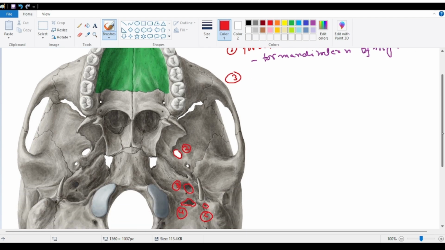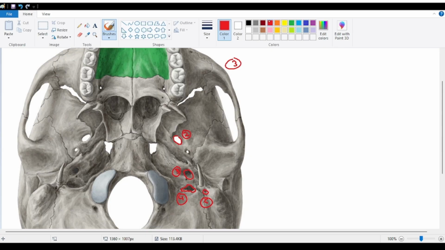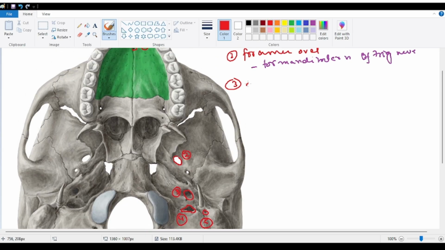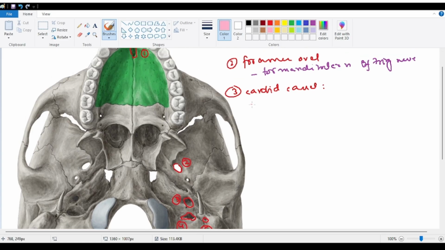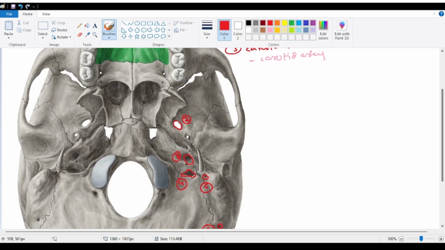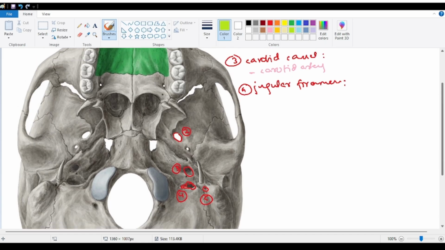Then third, I've labeled it as the carotid canal, and its content is very simple: the carotid artery. Then over here, this is the jugular foramen. The jugular foramen is a very important foramen because many contents pass through it. First, the jugular vein passes through it, then the glossopharyngeal nerve, the vagus nerve, and lastly the accessory nerve.